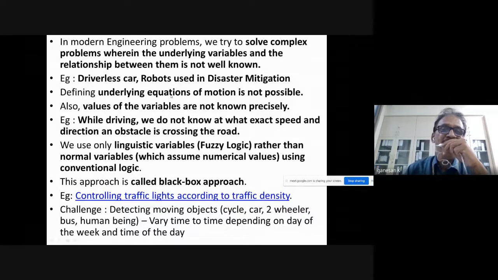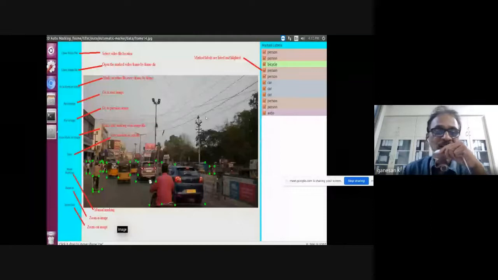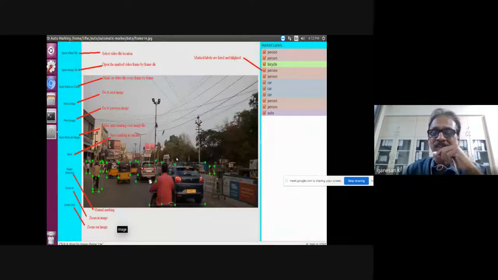So what we are doing currently in engineering is, in modern engineering problems, we try to solve complex problems wherein the underlying variables and the relationship between them are not well known. For example, I'm going to show you one of the tools we have built from scratch using Python. What this tool does is give a kind of commentary or narration of a scene.